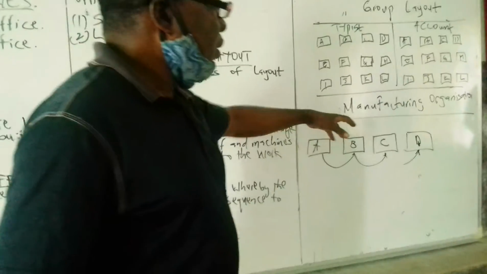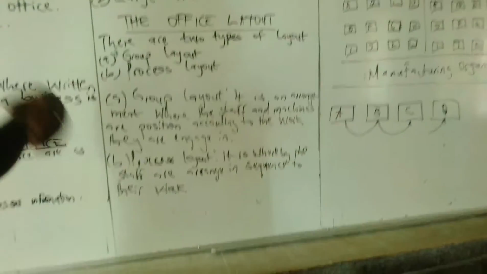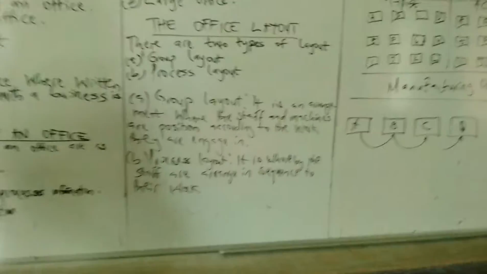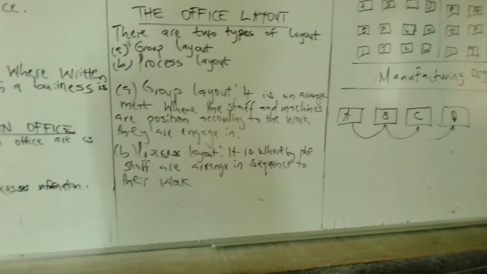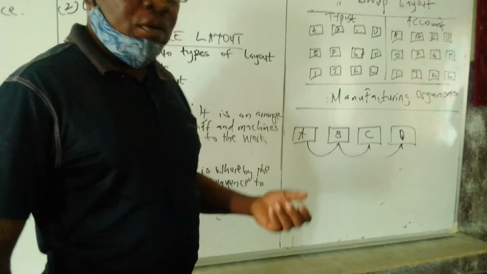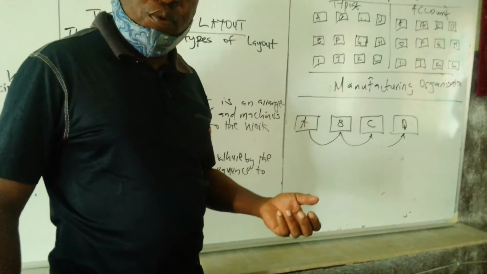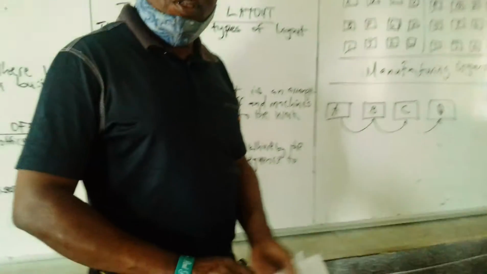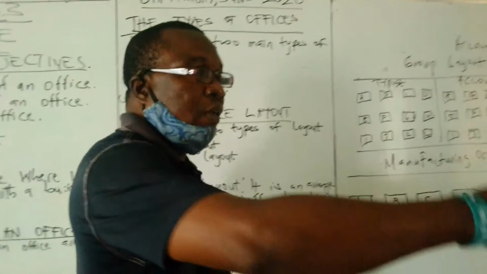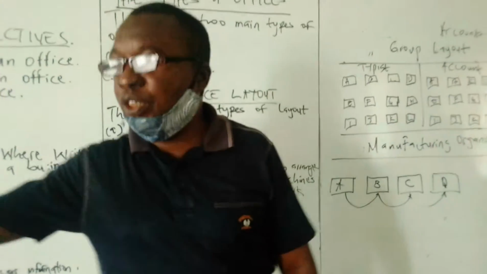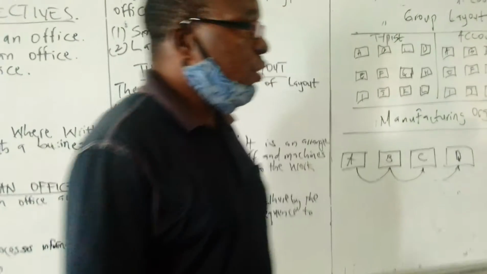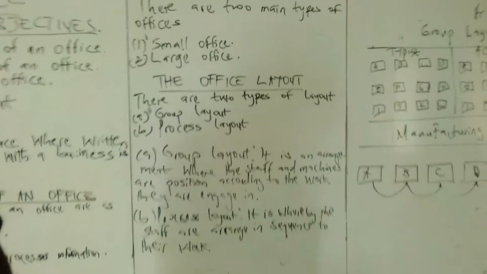While the manufacturing organization can call it a closed office, in some organizations you have both the open office and the closed office. For example, let's take a bank institution. In a bank, you have the open office, whereby in the banking hall you see the cashier section, the customer care section, and the marketing section in a particular hall. That is known as an open office.